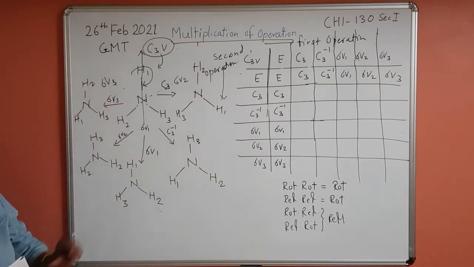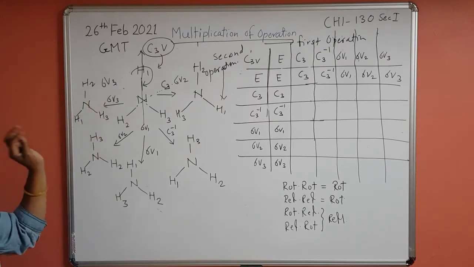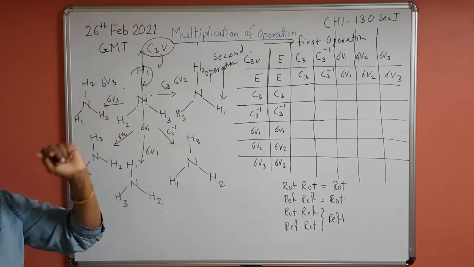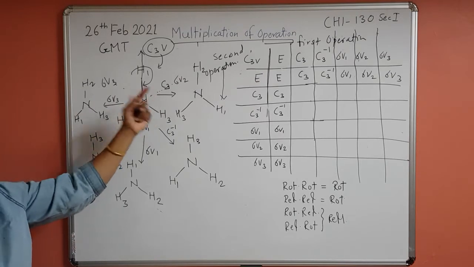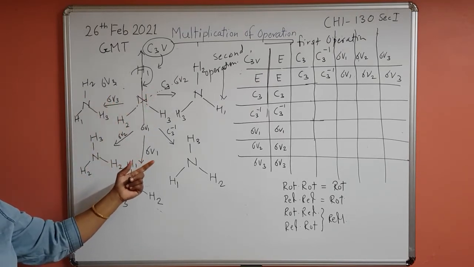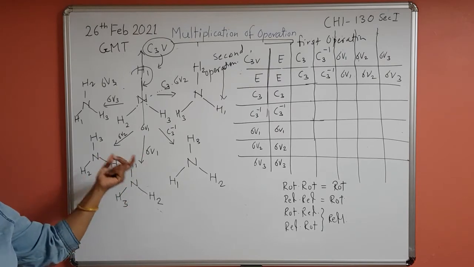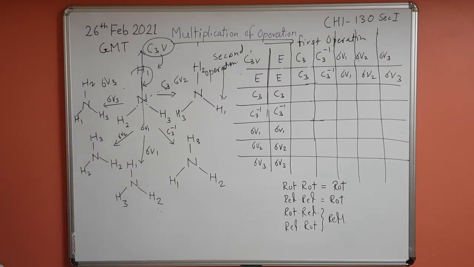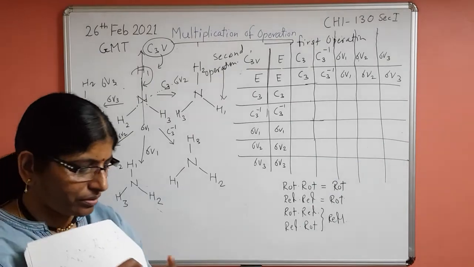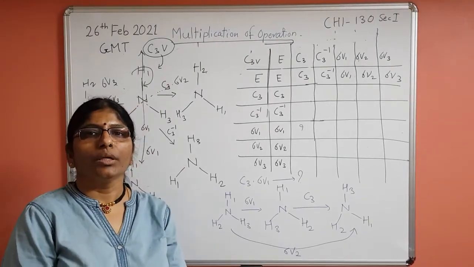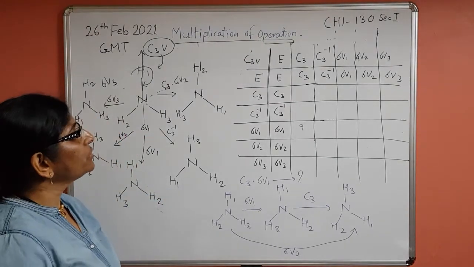All of you must know this up to this drawing. Then only we can go for the product. That means when I am going to perform C3 and sigma V1 together, I must know what the resultant molecule will be, and immediately I can write the answer. So this is very essential. Just pause. Okay. Now we'll choose one example.